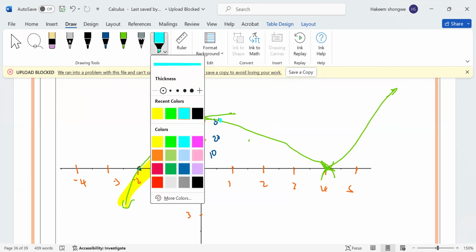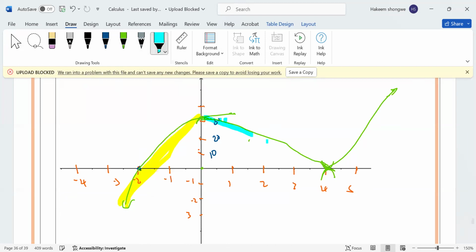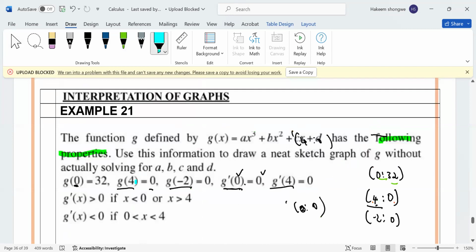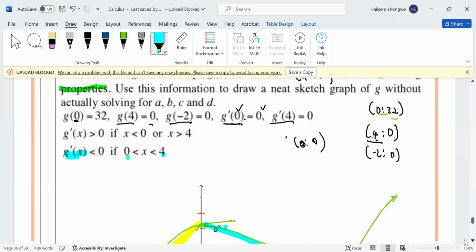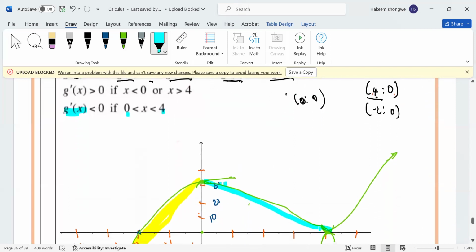And then they also said our graph is going to decrease when g prime of x is less than 0. It means that the gradient is negative. The gradient is going to be negative between 0 and what? And 4. Let's go and check it. Does it satisfy that condition here? Between 0 and 4, what is your gradient? Is it negative here? Yes. Negative. So this is how your graph is going to look like.